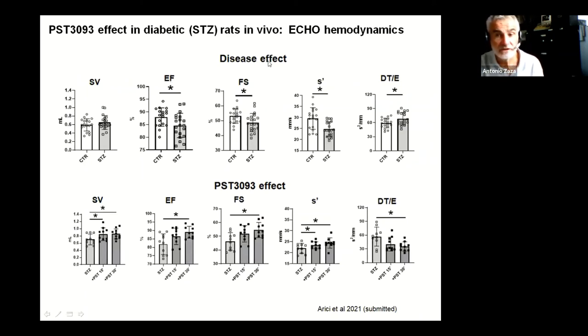Does it have an impact on hemodynamics? This is the effect of the disease, that is diabetes. And you see that ejection fraction was reduced, fractional shortening was down, a systolic index was down, and an index of diastolic function was also compromised. And when we applied the drug, all these indexes were dose-dependently ameliorated by 1393. So the disease effects were reversed by 1393.